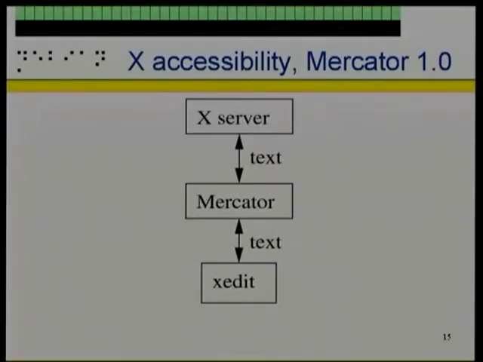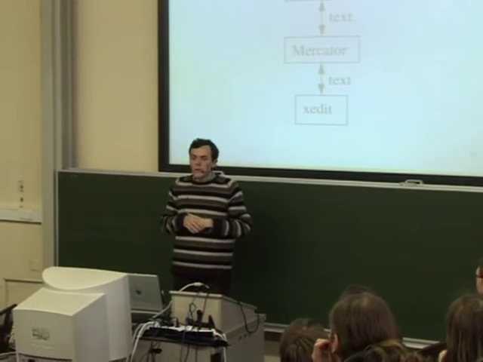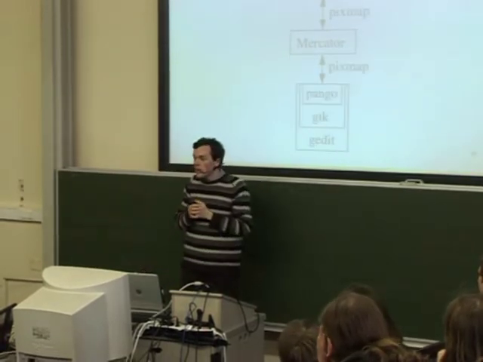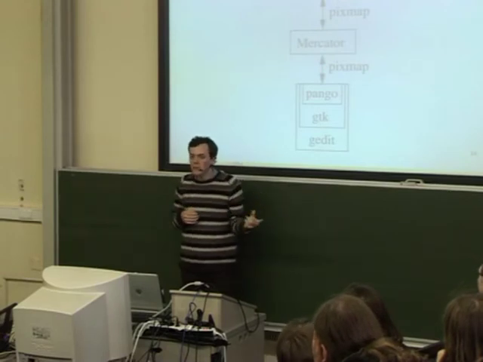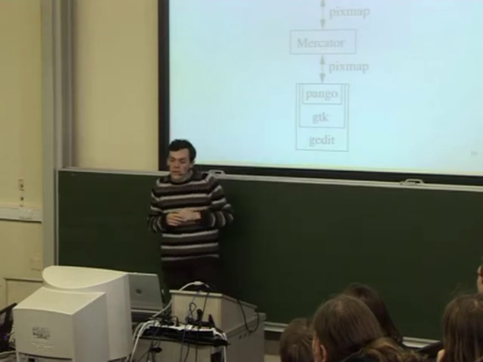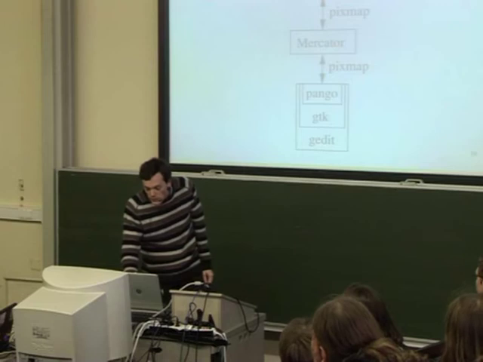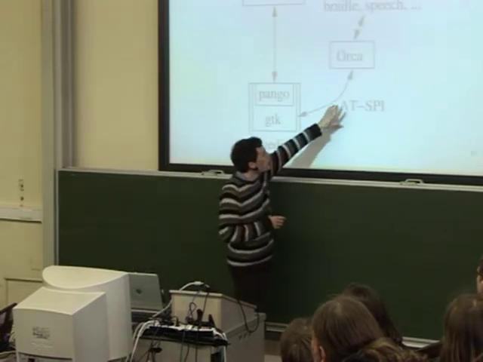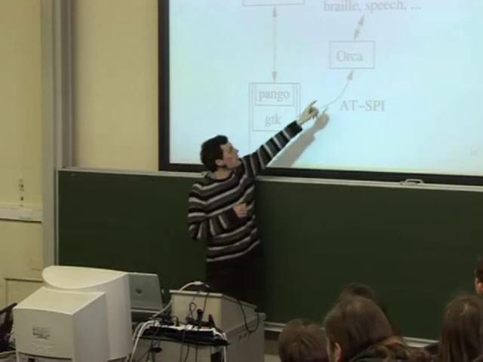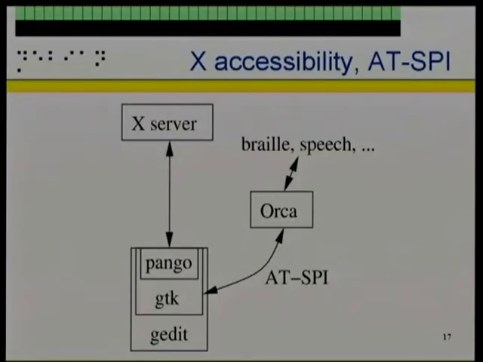Quite a long time ago, the Mercator project was just sitting between the application and the X server and getting the text on the way. That works for XEdit, but that doesn't for GEdit, just because GEdit doesn't send text to the server, but pixmaps, because the rendering is done inside the application. And so here, it can't work anymore. And so you have to use what we call nowadays the AT-SPI, which is an interface to let a screen reader, like Orca, access the information, the textual information, right inside the toolkit that is used by the application. And then you can output as Braille or speech, etc. So that's basically how you can access applications.